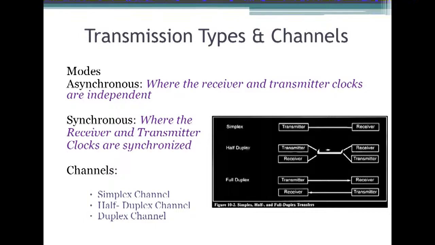In a simplex channel, the transmitter and receiver are connected by a unidirectional channel. In a half duplex channel, at one time, a system can either transmit or receive data. Simultaneous transmission and reception, however, is not possible. In a full duplex channel, independent channels for simultaneous transmission and reception are present.